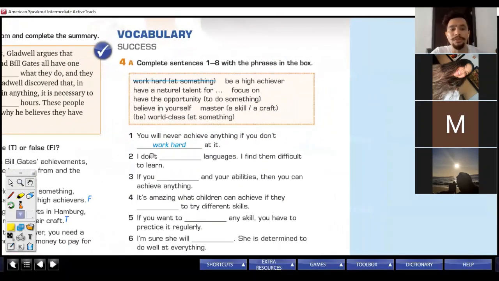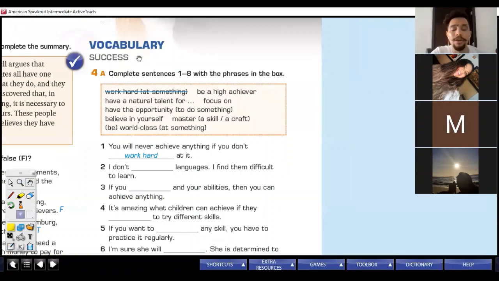Now, let's move on to the next exercise. Now, here we're going to have some vocabulary to speak about success. All right. So these are the words that we have, or the expressions that we have, right? The phrases. Now we have work hard, which is, like, trabajar duro, fuerte. Here we have be a high achiever.